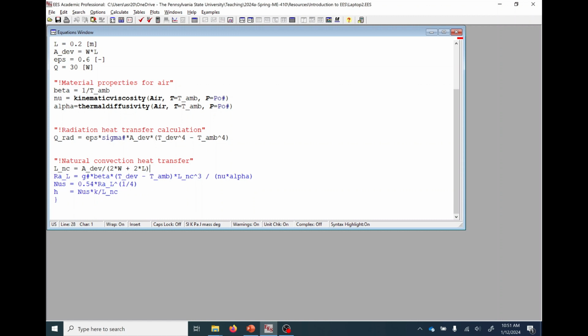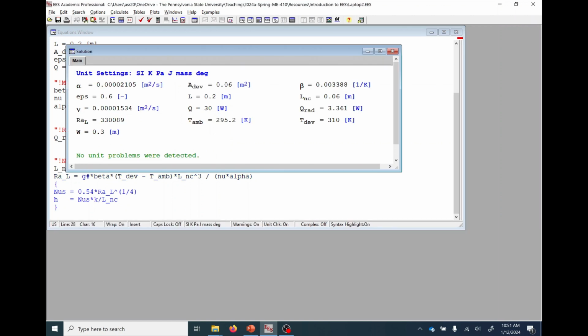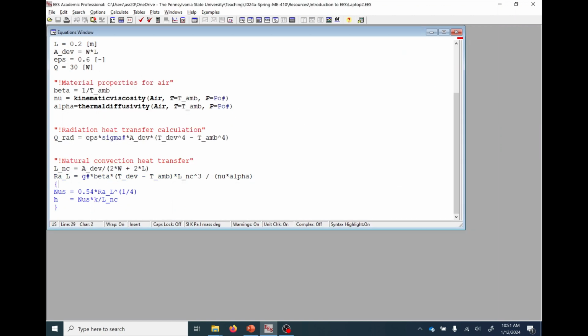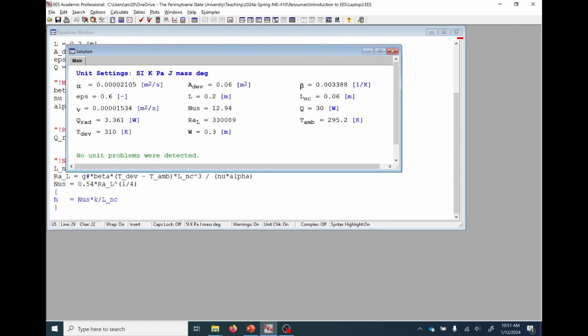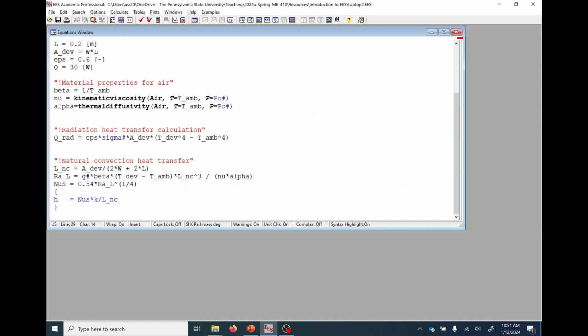So we'll add in the Rayleigh number definition. Run that, make sure that checks out, update our guesses, save our program, then go back to the code and add in the Nusselt number, and run that. So that's good, no unit problems, all good. And then my last one is here, and I see what I did wrong.